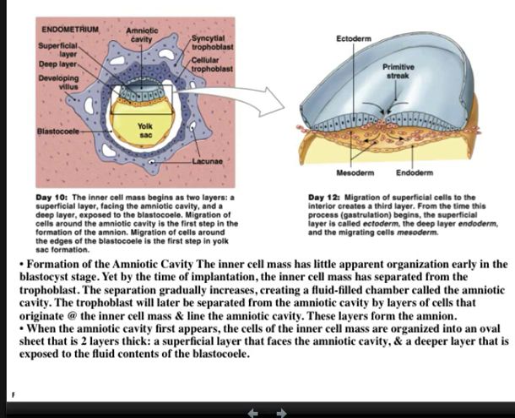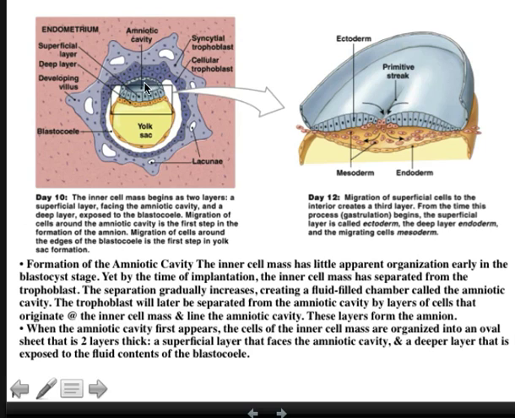When the amniotic cavity first appears, the cells of the inner cell mass are organized into an oval sheet that's about 2 layers thick. The superficial layer faces the amniotic cavity, and the deeper layer is exposed to the fluid contents of the blastocele. What they've done here is give you 2 views of the same thing, one at an earlier stage and one at a later stage. This is day 10, this is day 12. And what you're looking at is a coronal frontal section through the developing embryo.